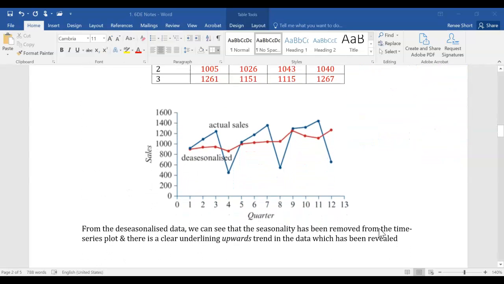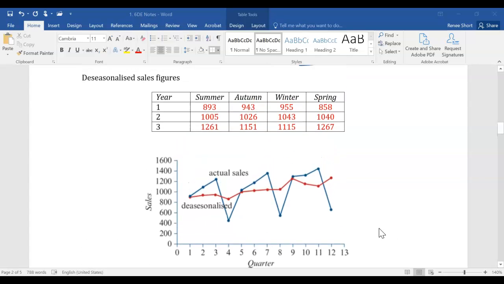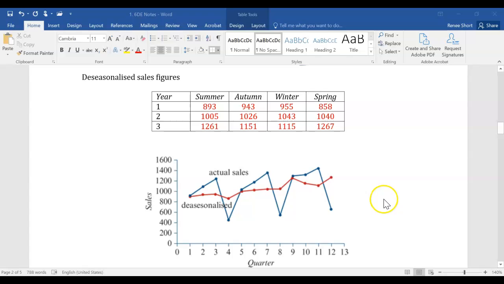What this means then is if we have a look at this graph, this is giving us a visual representation of what happened. What we've done though, first of all, is we've called summer of year 1, quarter 1, autumn of year 1, quarter 2, 3, 4. So spring of year 1 would be quarter 4, and then quarter 5 is summer of year 2. So just so you understand what that scale is down the bottom.